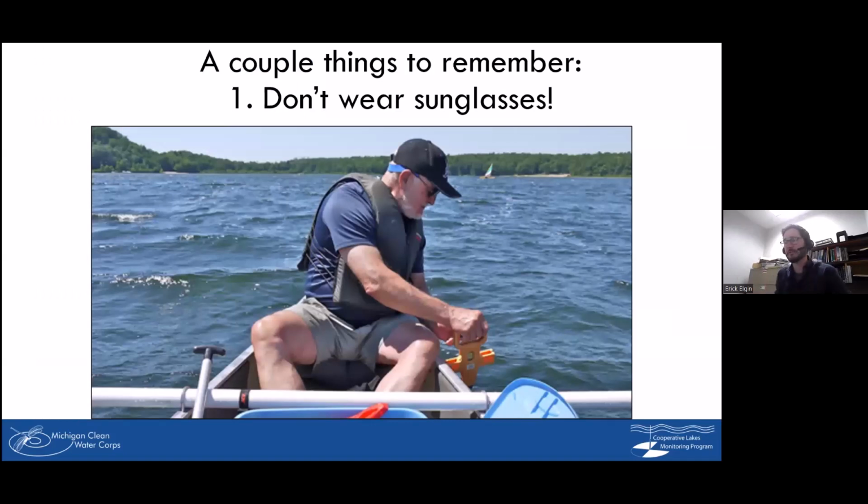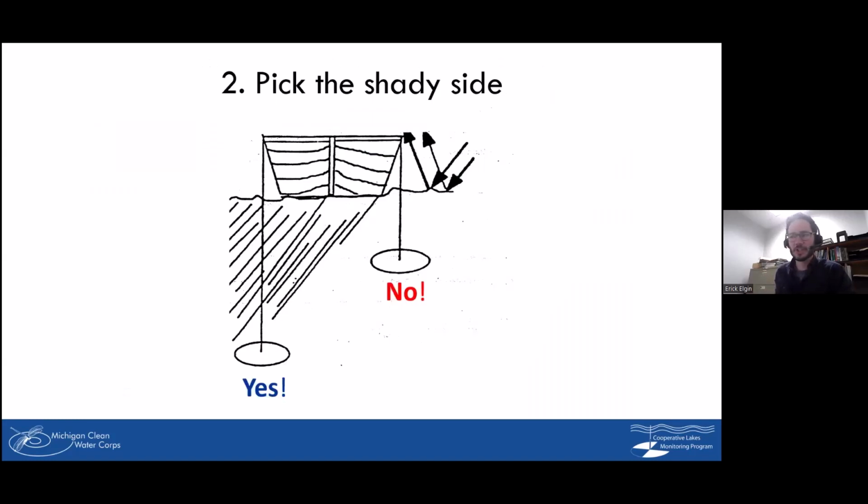So just a couple of things to remember. Do not wear sunglasses. If you wear sunglasses and look down into the water, that actually changes how far we can see in the lake, and that can skew our measurements. So do not wear sunglasses. Remember to pick the shady side of the boat. This is for consistency, because if you are on the other side, you can get glare and a lot of reflection, and that changes things. So to be consistent, we have chosen the shady side of the boat.